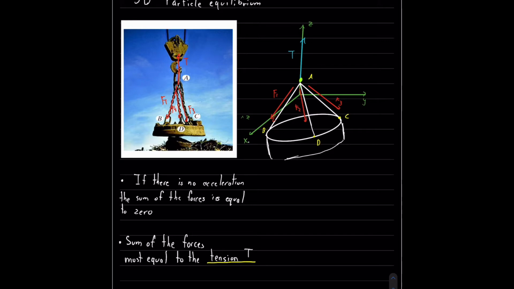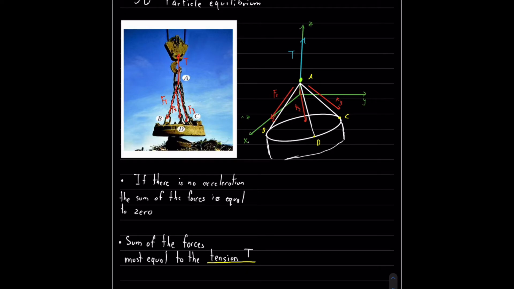Now, particle equilibrium is occurring along point A. Since there is no acceleration and we are in static equilibrium, all the forces that happen along point A are going to have to sum up and be equal to 0. This means that the force has to be equally distributed throughout the entire structure. And this means that if you sum force 1, force 2, and force 3, it will give you the force of tension, which is opposite to these forces here.